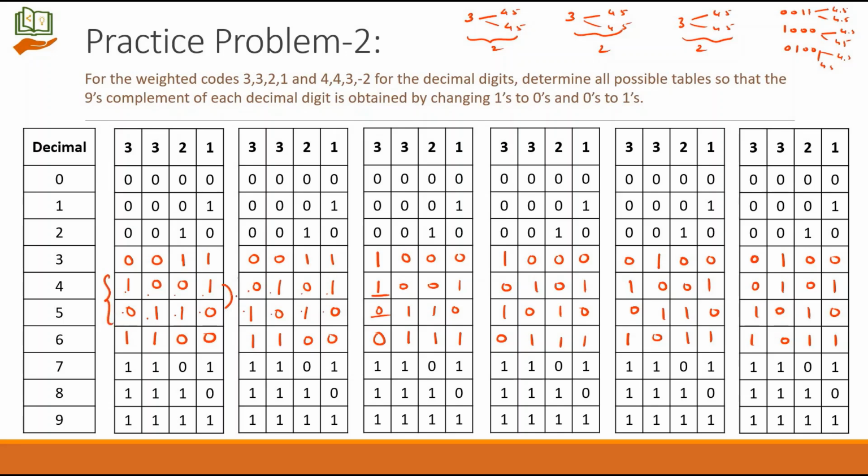1 combination, 2 combination. Similarly 1 and 2, 1 and 2. This is changing. But here 3's are same, 3's are same and 3's are same. So that's what I split and wrote here. It is giving 6 tables altogether.